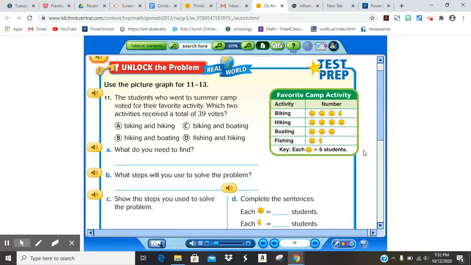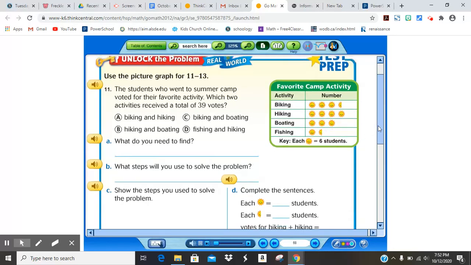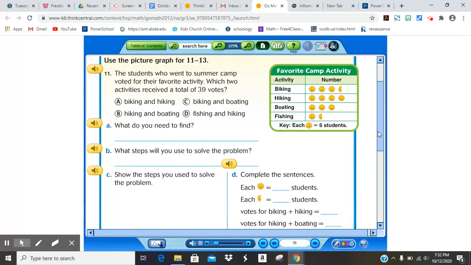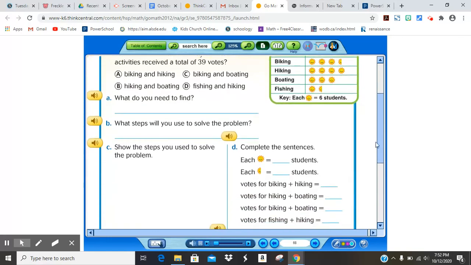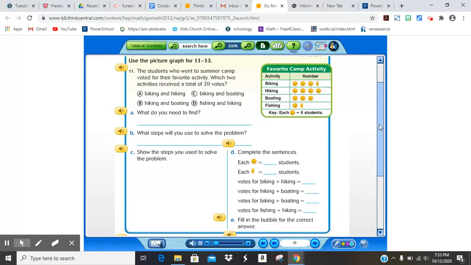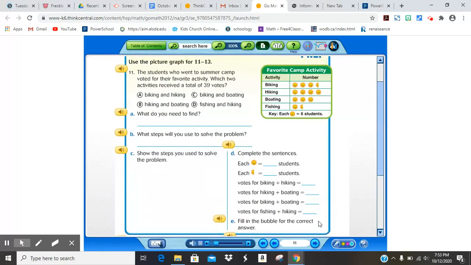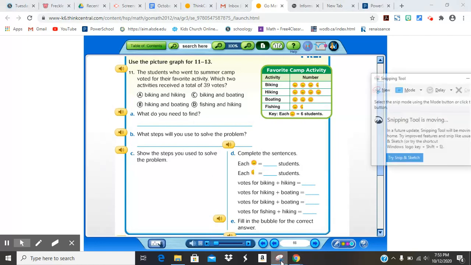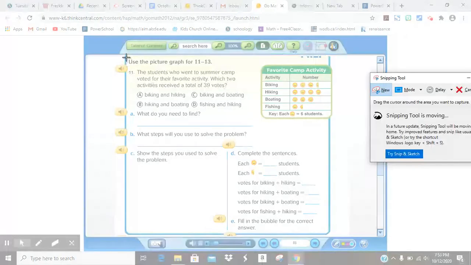Now, if we look at this page, again, we go straight. Let's make this a little smaller so we can see the whole thing. Set up so I can draw on it for you.